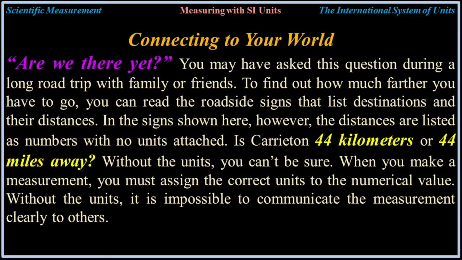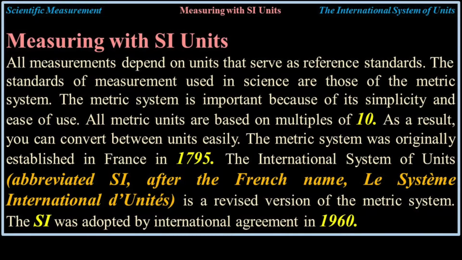When you make a measurement, you must assign the correct units to the numerical value. Without the units, it is impossible to communicate the measurement clearly to others. If you weigh 50 kilos, you've got to put kilograms. If you put meters, that makes no sense. I weigh 50 meters. It makes no sense. So you got to make sure the units are correct.